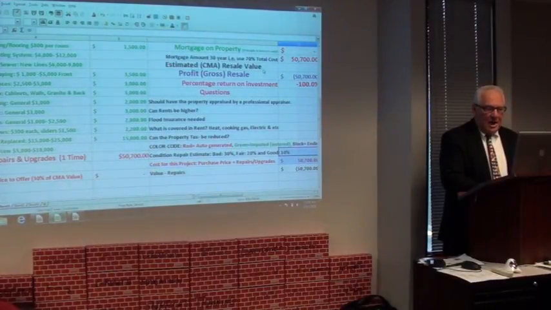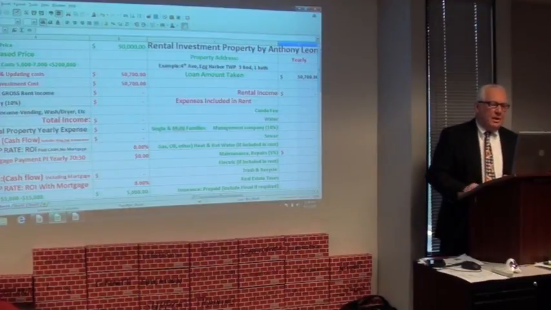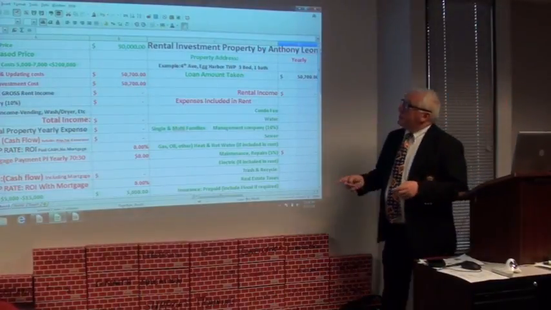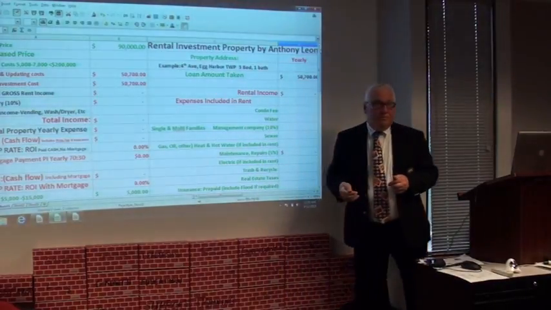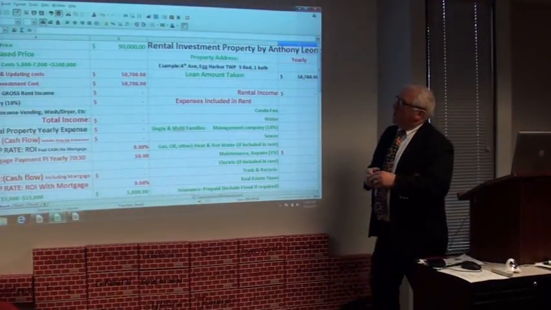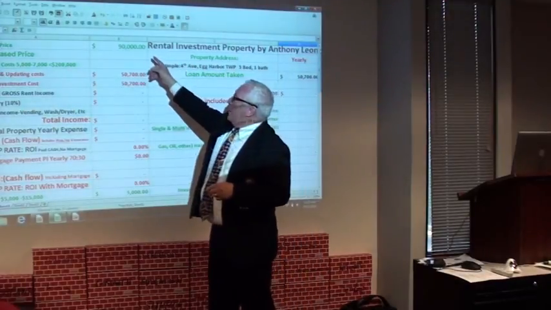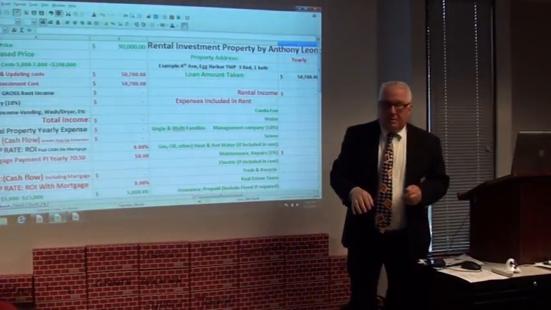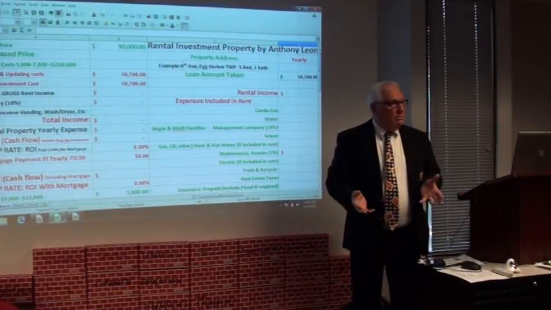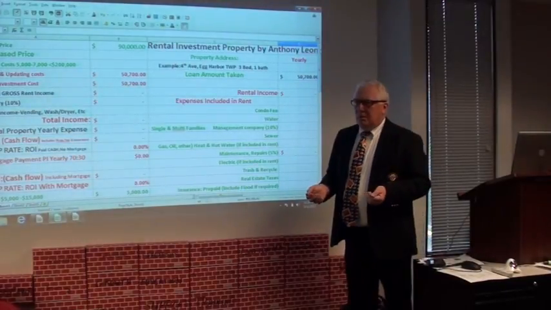Okay, I had a sample set up just in case. We have a property here. It happens to be something I just listed. It's in Egg Harbor Township. We have it on the market for $90,000. This is what the owner would like to get for the house. Is that number real? Is it a good number?